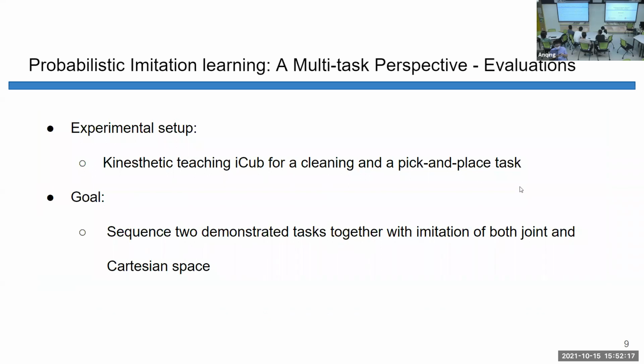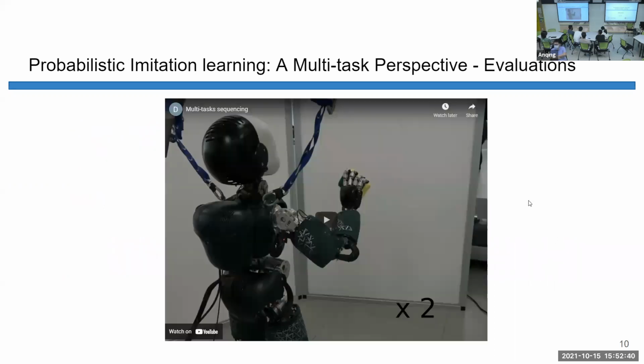So we can watch a video. The experimental setup is to make an iCub, which is a humanoid robot, for a cleaning and a pick and place task. And our goal is to sequence two tasks together with imitation of both joint and Cartesian space.